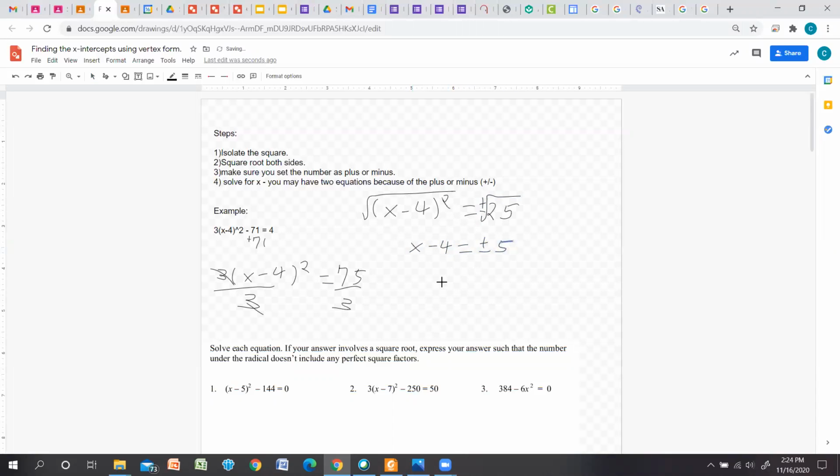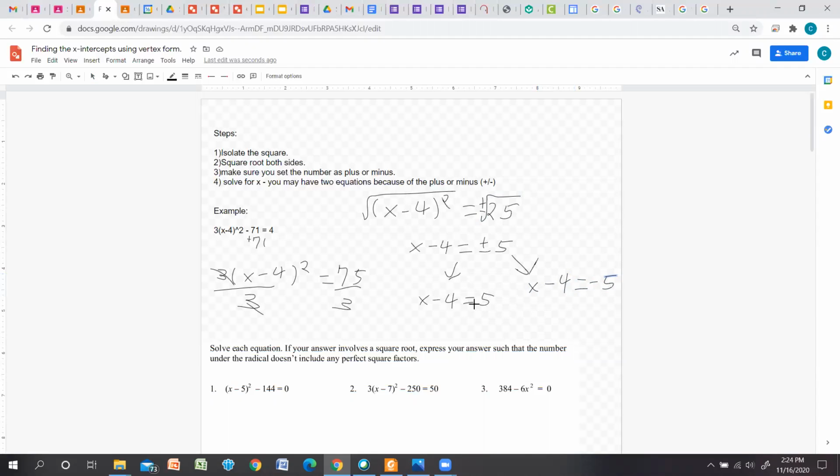So what does that mean? Well, when there's a plus or minus, it actually becomes two different equations, right? One where it's plus, x minus 4 equals 5, and one where it's minus, x minus 4 equals negative 5, right? It's just like how we can have two x-intercepts when we factor. Same thing here. We should get the exact same answers as if it was a factored one.